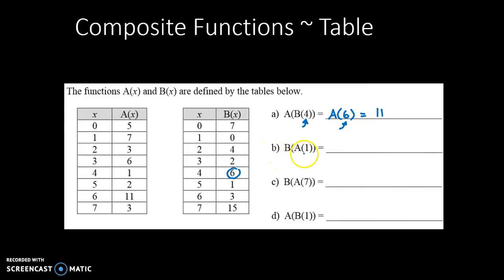Okay, for letter B, our x-coordinate is 1 in the a table, so if the x-coordinate is 1, our y-coordinate is 7, so we're really finding b of 7. And then the x-coordinate is 7 for the b table, which means that we're at 15. That's kind of the process. You're just kind of jumping through both tables. So you should get b of 3, which is 2, and then you should get a of 0, which is 5 for the rest of those questions.